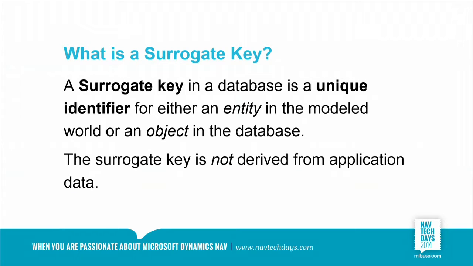A surrogate key is basically a unique identifier in the database for either an entity in the model world or an object in a database. It's just a unique identifier on any record in a database that is not derived from any of the application data. So it doesn't care about what you have in the record. It's just a unique value.